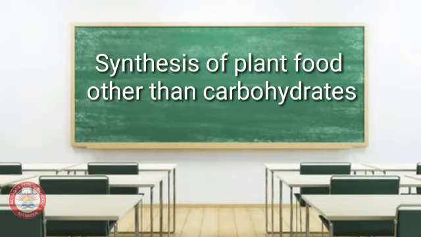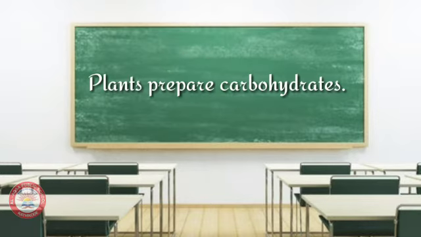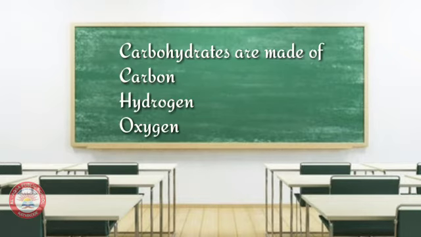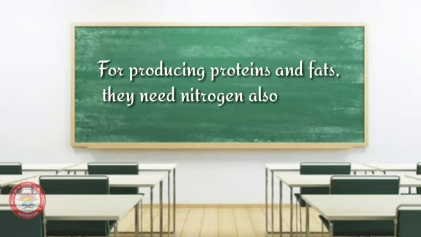Now let us see how plants produce food other than carbohydrates. We know that plants produce carbohydrates by photosynthesis. Carbohydrates are made of carbon, hydrogen and oxygen. For making proteins and fats, plants need another element called nitrogen.